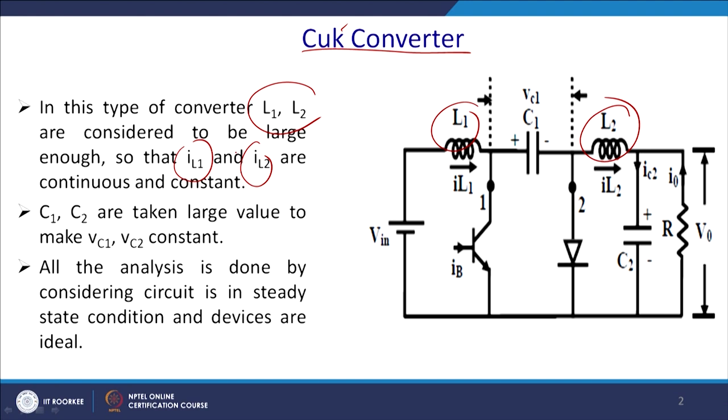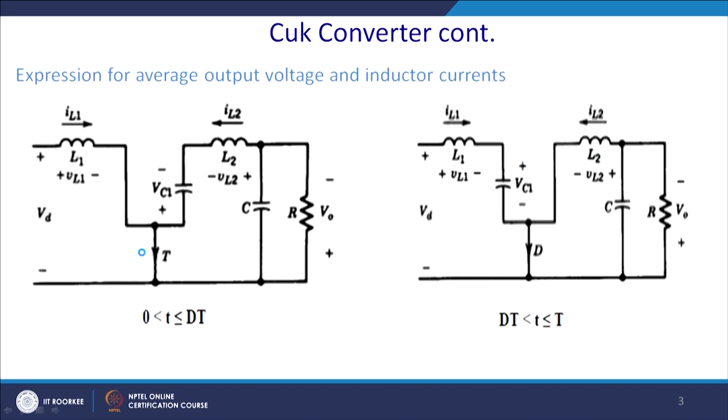And C1 and C2 are chosen in such a way that the capacitor voltage will have a negligible ripple. So we can assume that VC1 and VC2 are almost constant, and all the analysis is done in steady state of the circuit, and let us go for the analysis of the circuit.